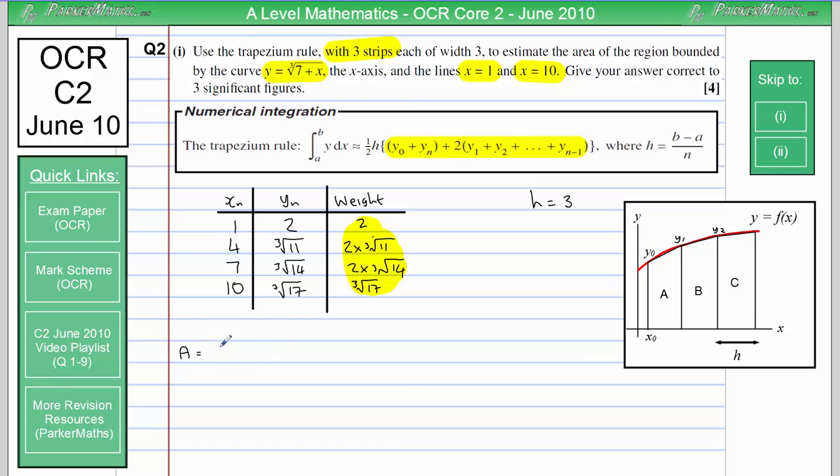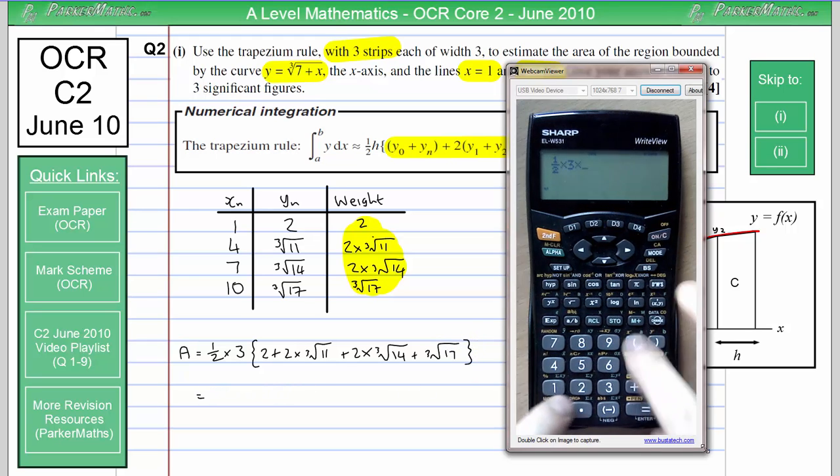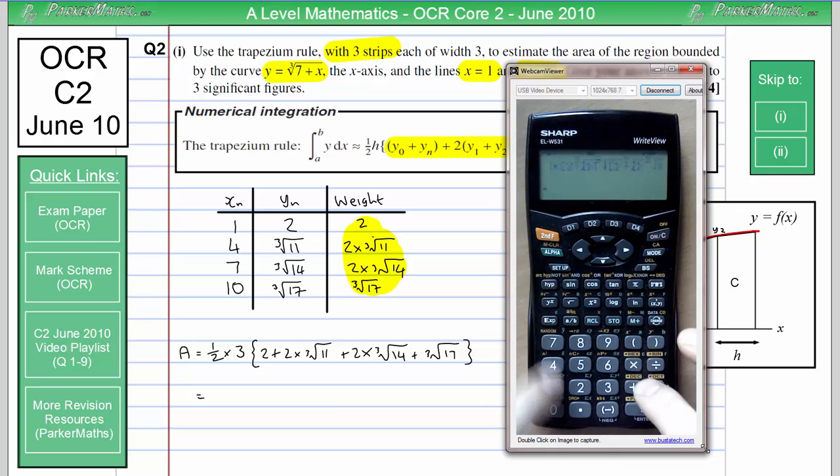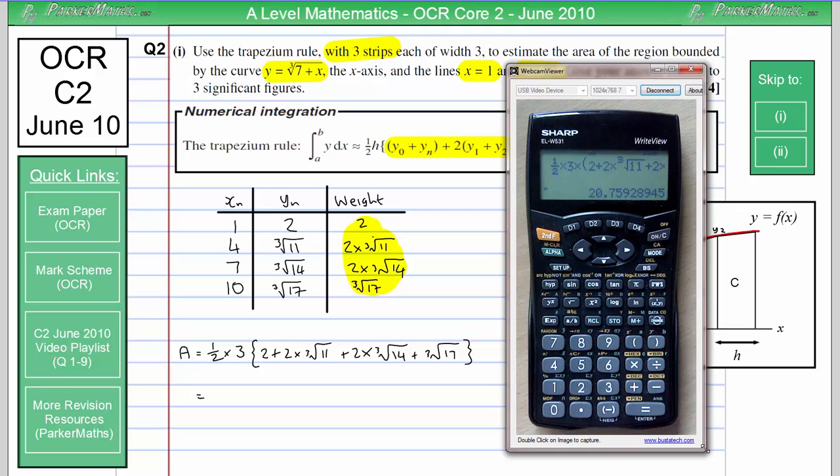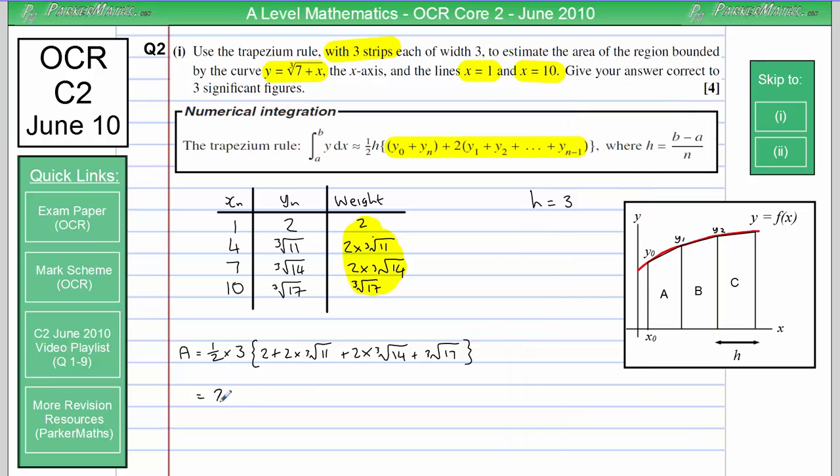So the area under the curve is going to be half h, and h in this case is 3, multiplied by all of this curly bracket, which is everything in my table here. So I get 2 plus 2 multiplied by the cube root of 11 plus 2 multiplied by the cube root of 14 plus the cube root of 17. And I can put all that into my calculator in one go. And that gives me 20.8 to 3 significant figures.